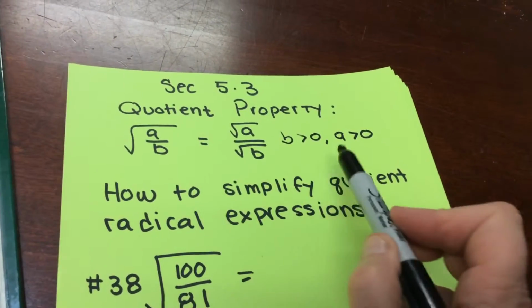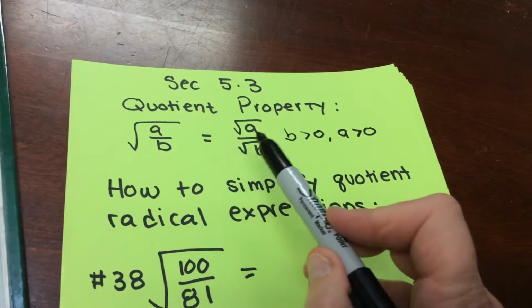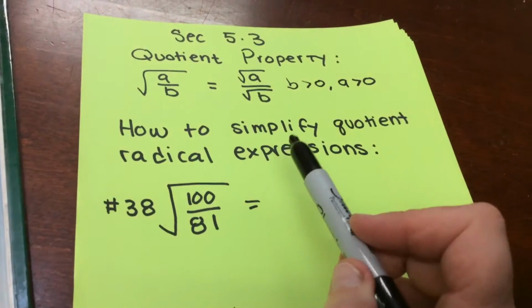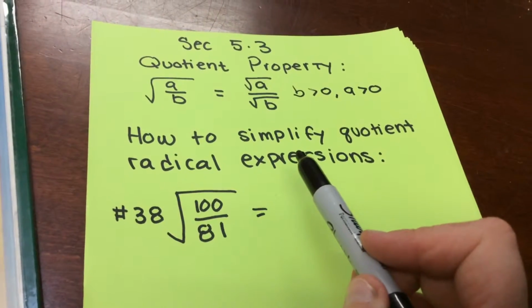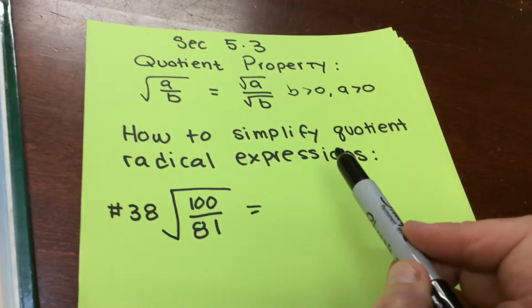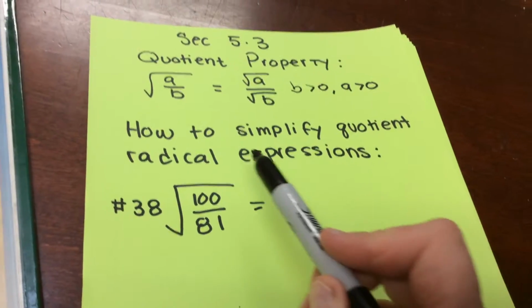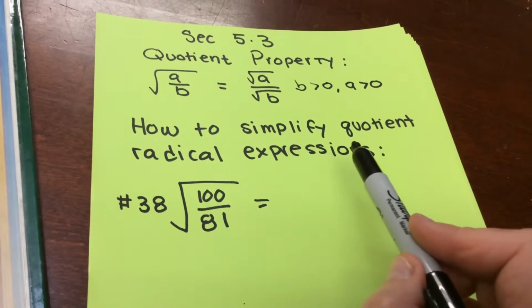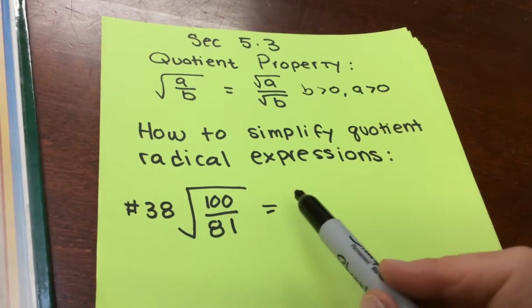This looks very familiar to the work that we did on the multiplicative property. So let's see how this works. And we're still working on simplifying. And when we're working on simplifying, we are not looking for both the positive and negative root. We are not solving. It just asks us to simplify. So how to simplify quotient radical expressions.